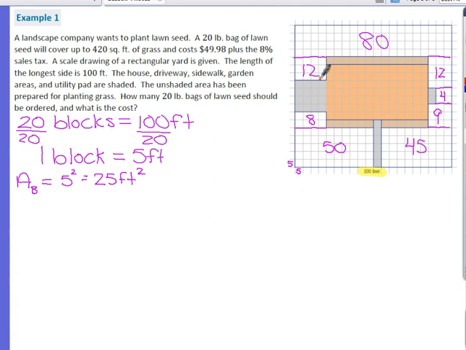So let's add up all of those numbers together so we can get a total number of blocks that we need to account for. So we have 50, 45, 9, 4, 12, 80, 12, and 8 for a grand total of 220 blocks.